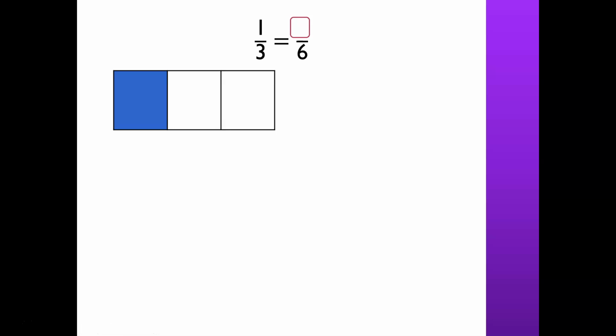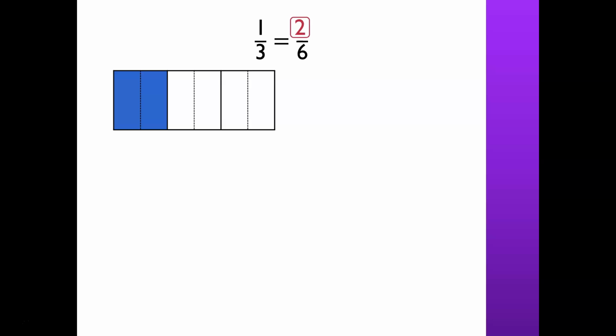Here we have a bar, and it has been divided into equal sections to show thirds, with one section shaded. Above the bar we have how many sixths are equivalent to 1/3. In order to compare thirds and sixths, we could divide each section by 2 to make 6 equal sections like this. Now we can see that 2 sixths are equivalent to 1/3.